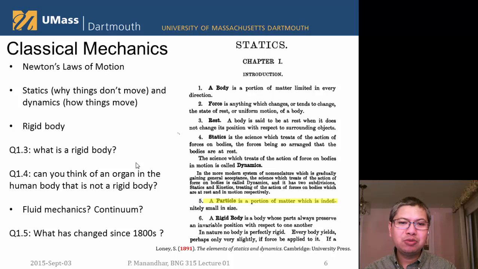And we're now able to solve much more complex problems, also because there are computers, but also because people have had a longer time to think about those issues. So the basic governing equations are the same in classical mechanics, and it's mostly based on Newton's laws of motion.